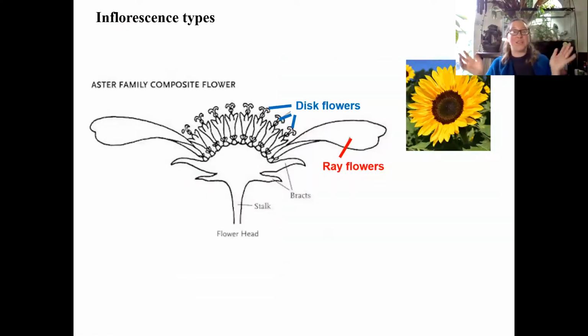Okay, just in case you don't believe me that there's different types of flowers there are. Here's a longitudinal section through a sunflower, sun inflorescence, showing you the disc flowers in the middle and the ray flowers. Sorry, I'm just refilling my water, parched. Disc flowers in the middle, ray flowers on the outside of this sun inflorescence.